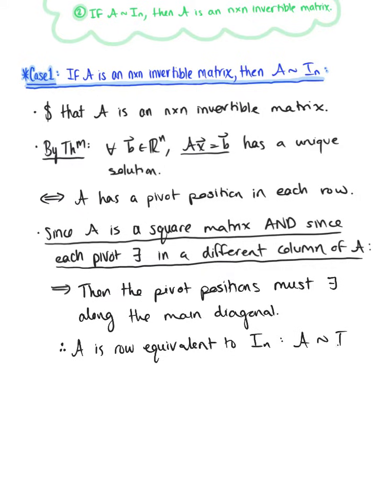We did it! Woohoo! So this completes the first part of our proof, showing that if matrix A is an n by n invertible matrix, then matrix A is row equivalent to the n by n identity matrix. Woohoo! So, now that we've shown case 1, we need to verify case 2.